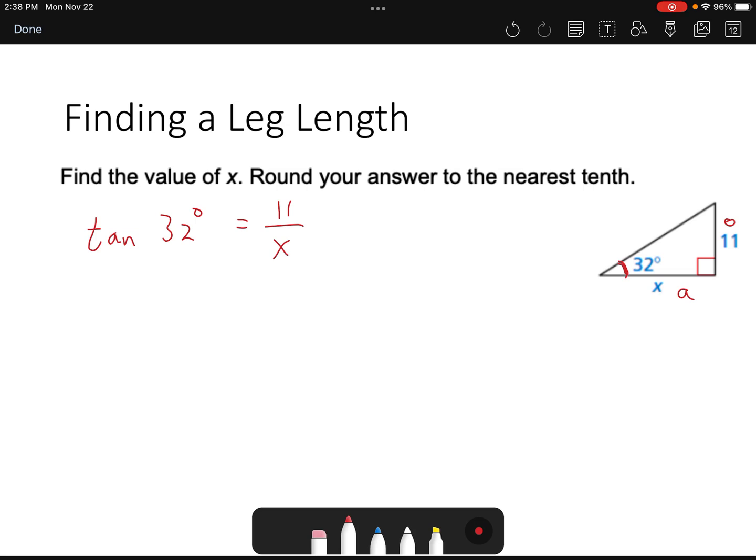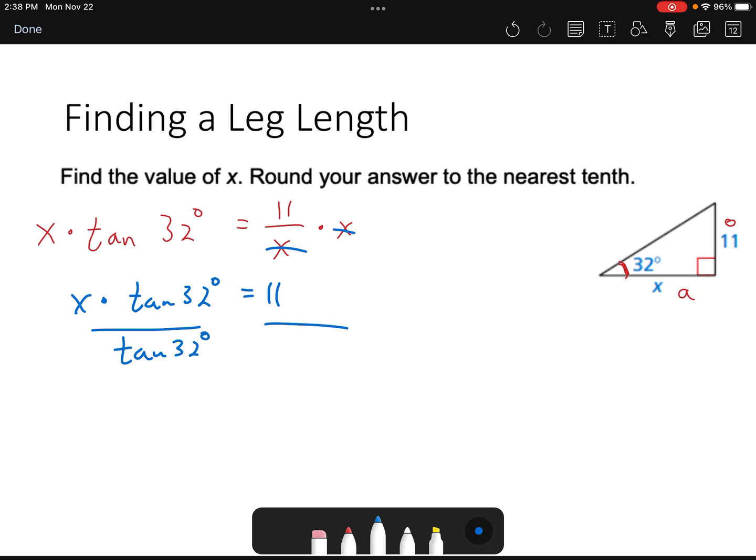Now, you never want to use your calculator yet. You got to get x by itself. And we've done a lot of these where we know that we have to multiply by the denominator to get rid of the x. So let's do that first. So now we have x times tangent 32 degrees equals 11. How do you undo the times? Well, you divide by the tangent of 32.